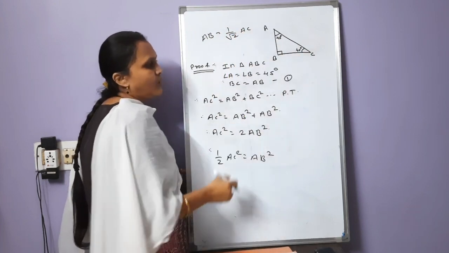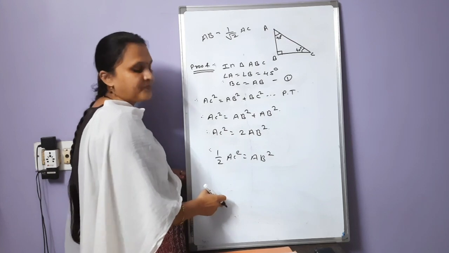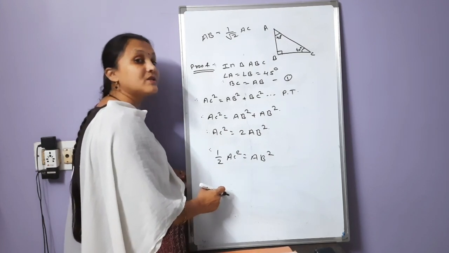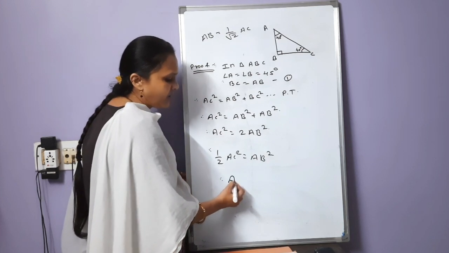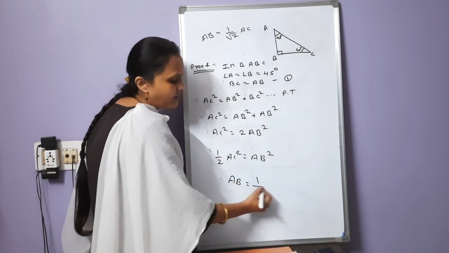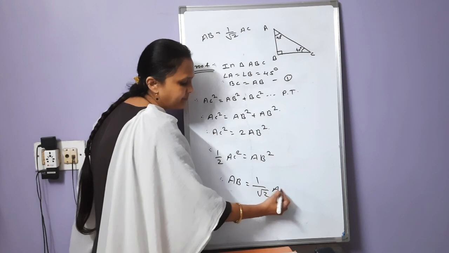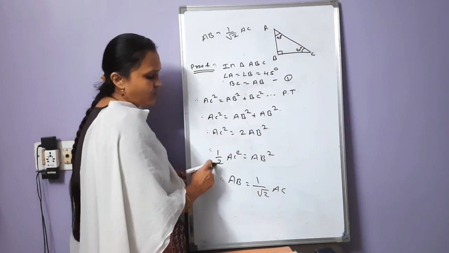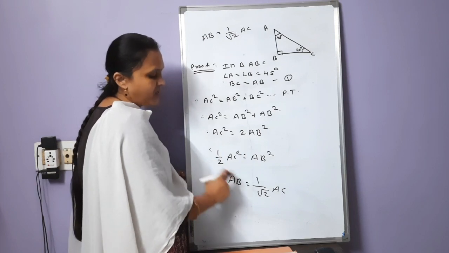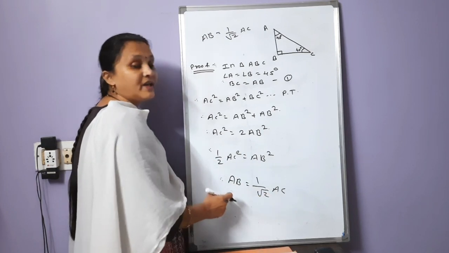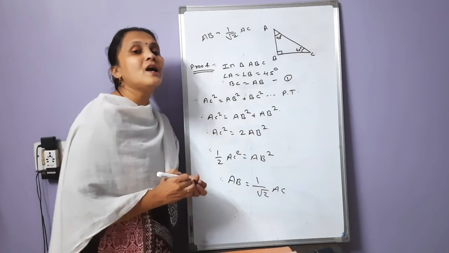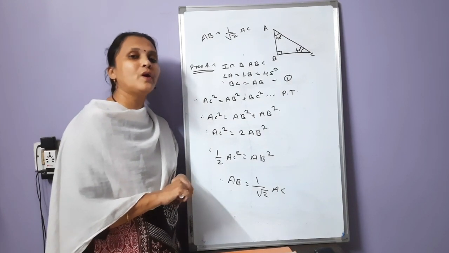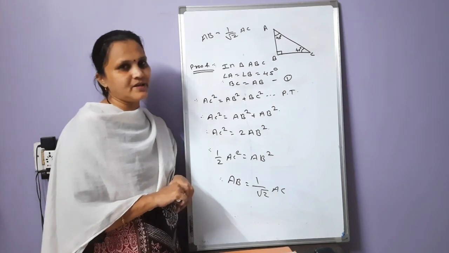Otherwise BC equals, but here I am taking AB. So AB square equals 1 by 2 AC square. Now taking square root on both sides, what will you get? You will get AB equals 1 by root 2 AC. The square root of 1 remains 1, and the square root of 2 becomes root 2 AC. So what have we proved? We have proved that the side opposite to the 45 degree angle is 1 by root 2 times its hypotenuse.